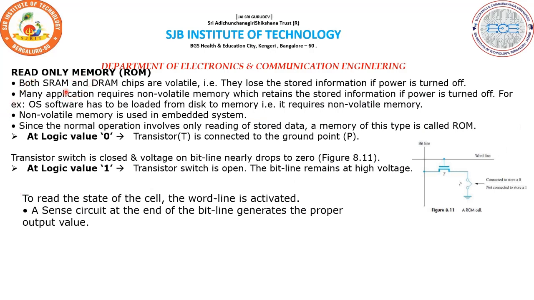Both static and dynamic chips are volatile, and they lose the stored information when power is turned off. When the logic is 0, the transistor T is connected to the point B. Whenever it is logic 1, the transistor switch is open and the bit line remains at a high voltage state. A sense circuit at the end of the bit line generates the proper output value.